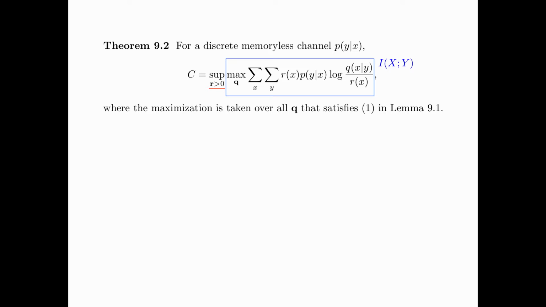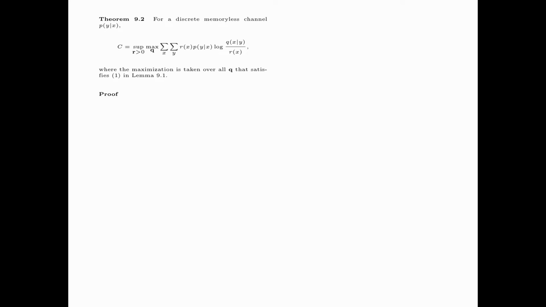Compared with the original definition of the channel capacity, we see that we have replaced the maximum over all input distributions R by the supremum over all strictly positive input distributions R. We now prove theorem 9.2.